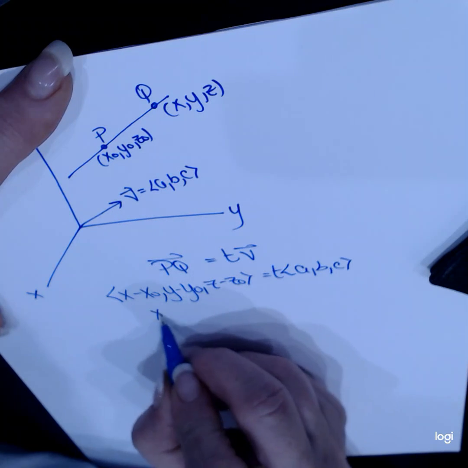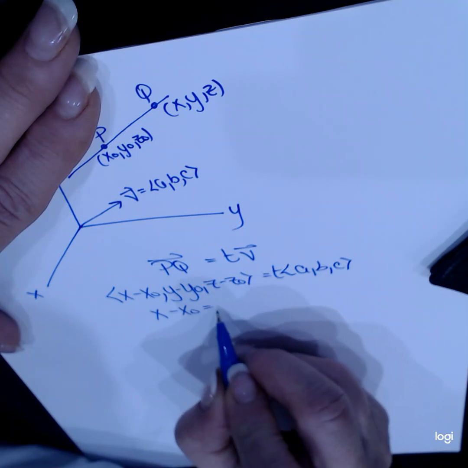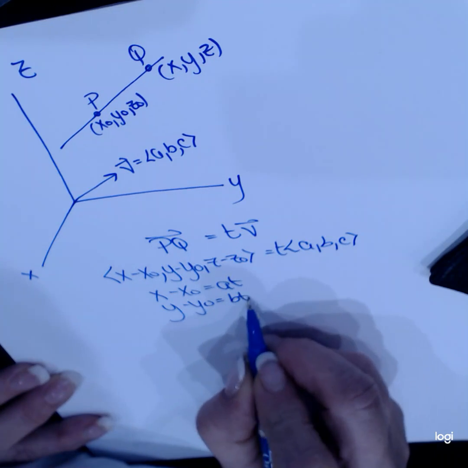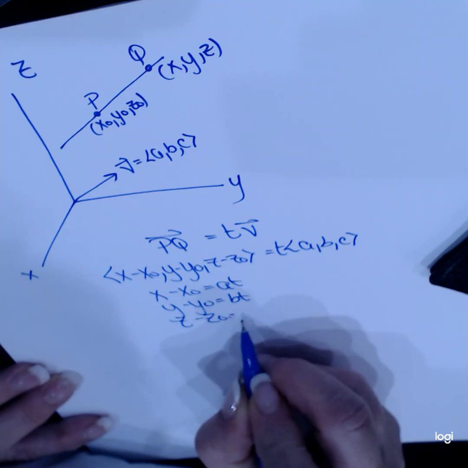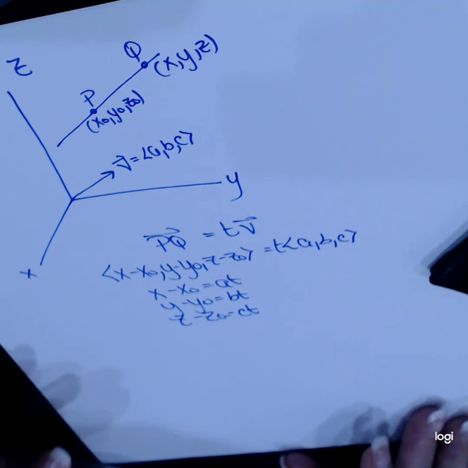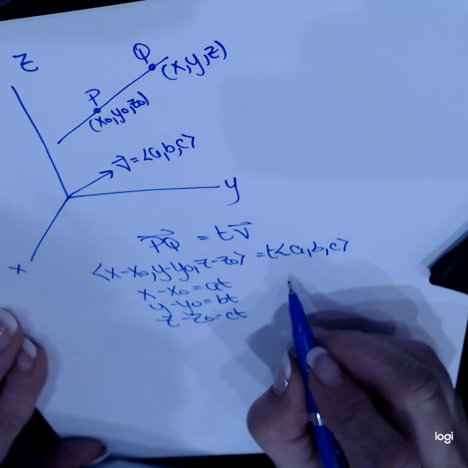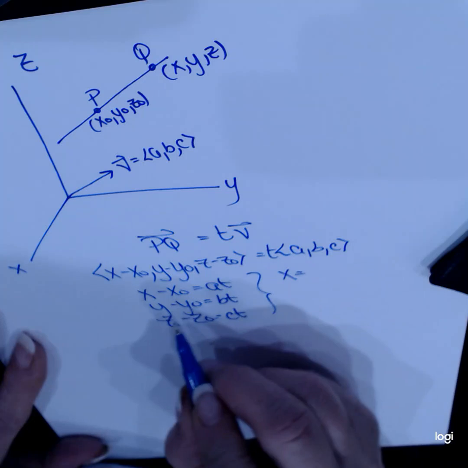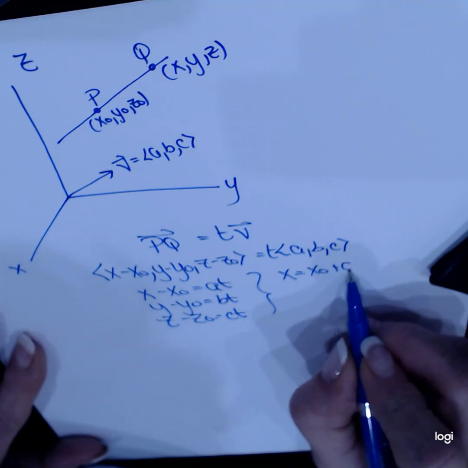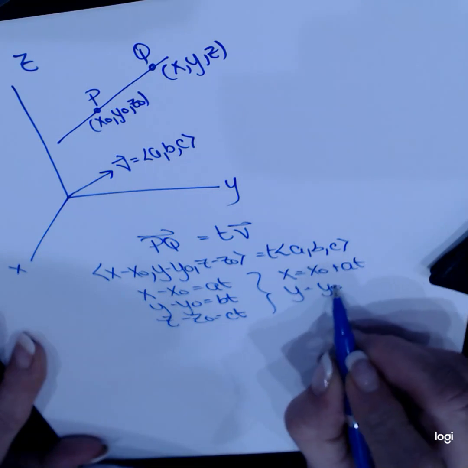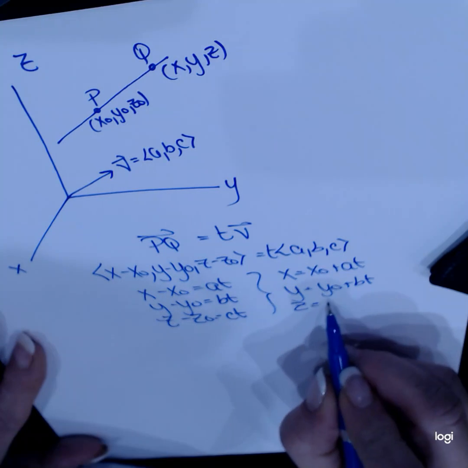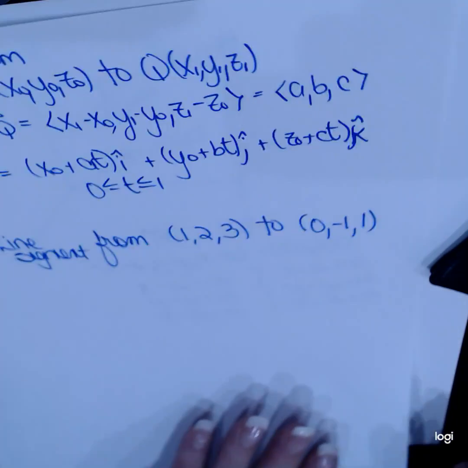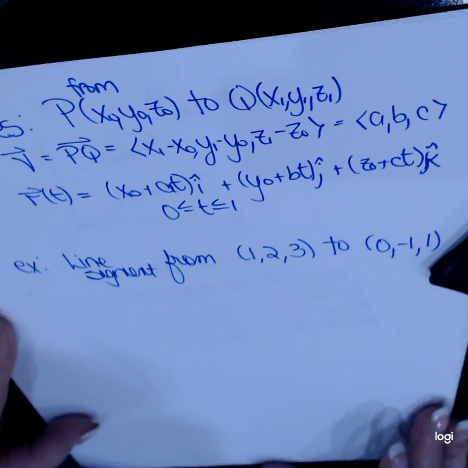And then setting those like terms equal, we got x minus x naught is equal to at, y minus y naught is equal to bt, and z minus z naught is equal to ct, because in order for two vectors to be equal, their components must be equal. And then solving this for x, y, and z accordingly, we got the parametric equations for a line in R3. That is, x is equal to x naught plus at, y is equal to y naught plus bt, and z was equal to z naught plus ct. So that's the basis for what we're going to use here to parameterize our line.